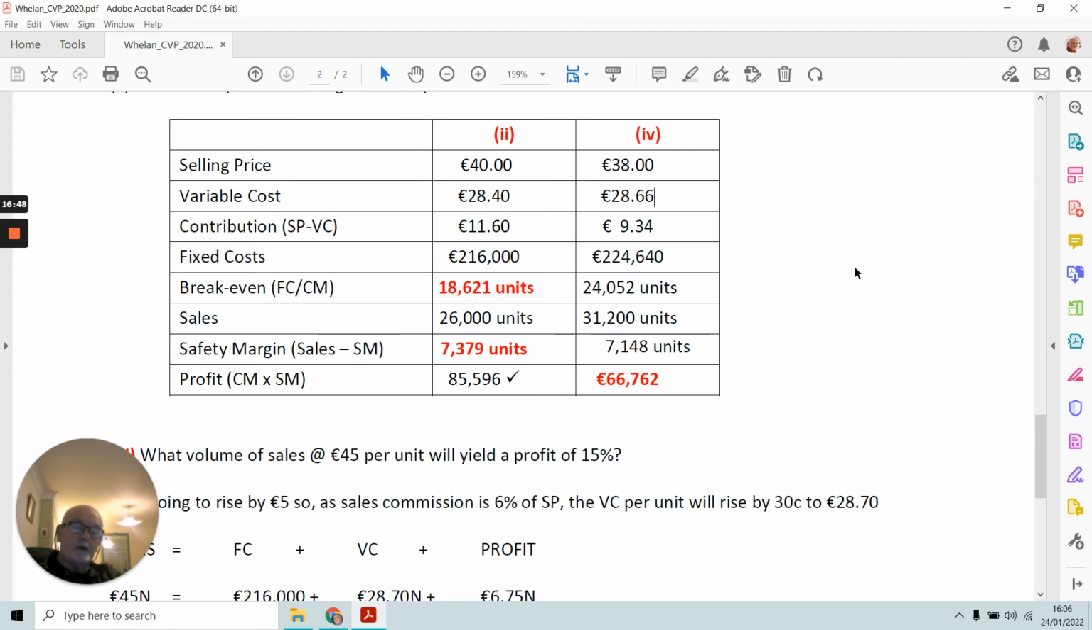So now the question becomes, how many units do you have to sell, each contributing €9.34, to cover your €224,640 worth of fixed costs? And your answer, as always, fixed cost over contribution margin, is going to be 24,052 units.